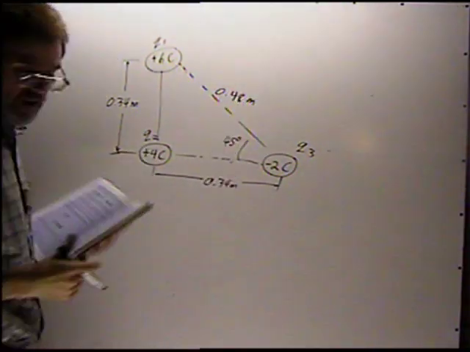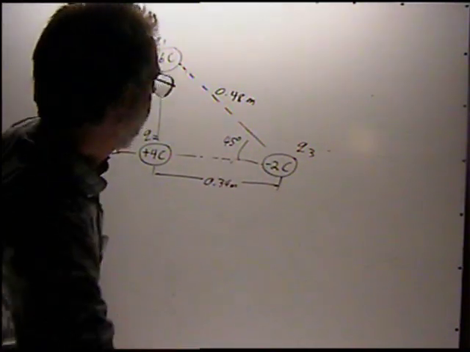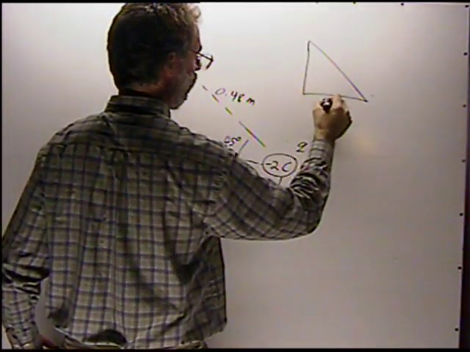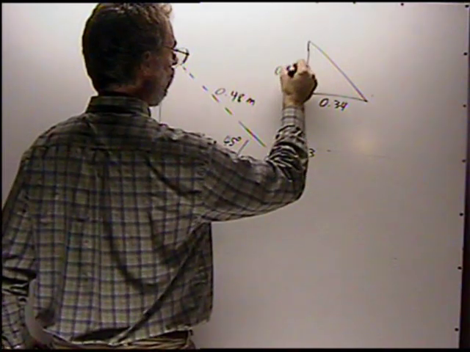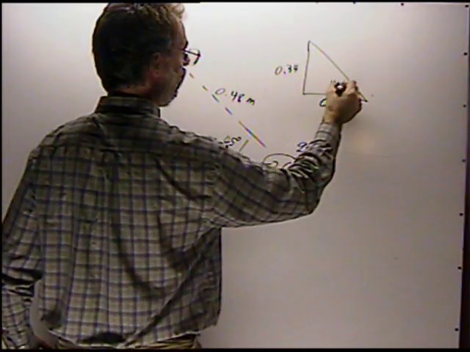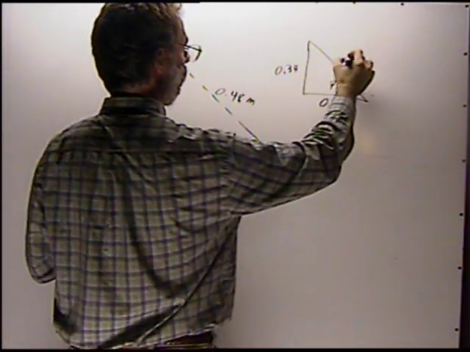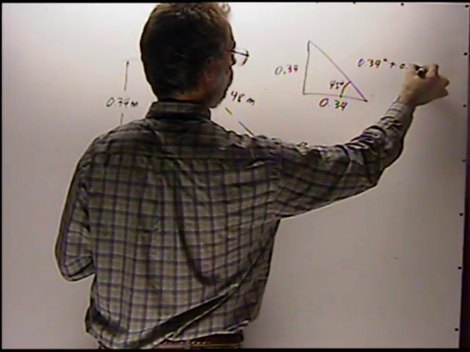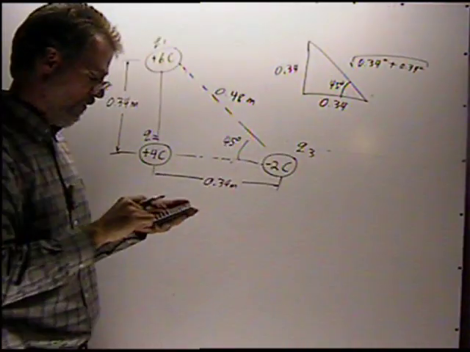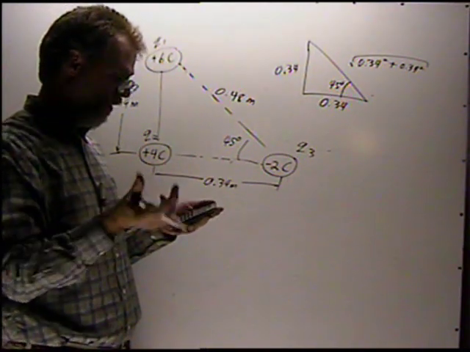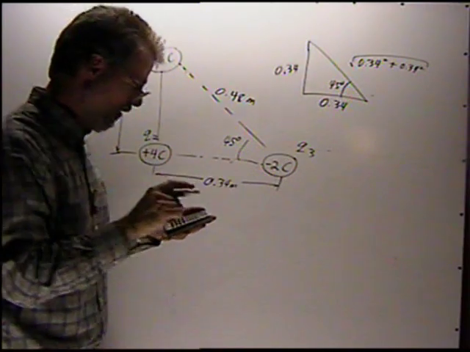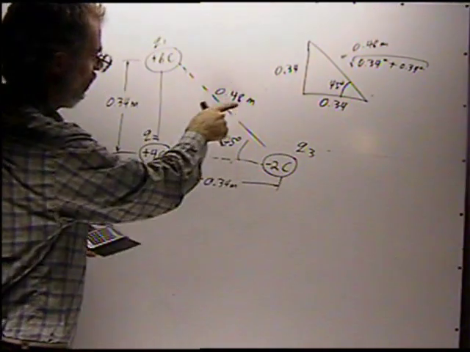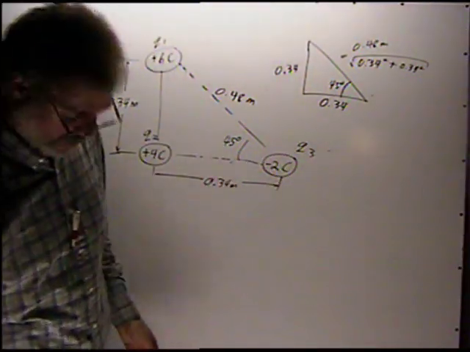So this distance from here to here is 0.48 meters. Let's check this. Since this is a 45-degree angle, let's figure out what that is. 0.34 squared plus 0.34 squared. Use the Pythagorean theorem. We have two of them. Take the square root, and we do get 0.48. So this is quite correct. That's just using Pythagorean's theorem.